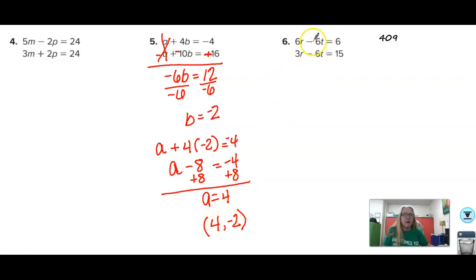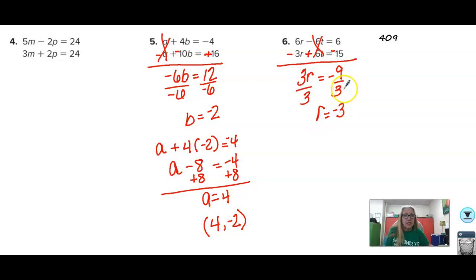You're faced with the same kind of thing in number 6. We've got 2 minus 6t's, all right? So if we go through and change the sign of everything in this lower equation, this will become negative 3r, this becomes plus 6t, and this becomes negative 15. 6r minus 3r is 3r. These will cancel out, and 6 plus negative 15 is going to give us negative 9. Dividing both sides by 3, we find that r is negative 3.